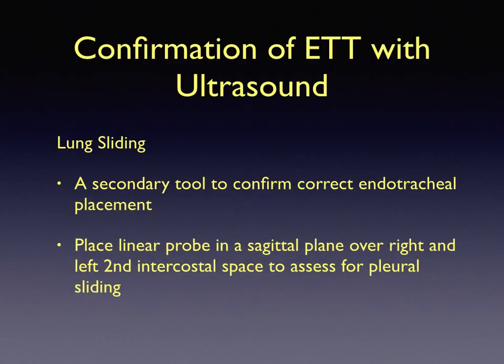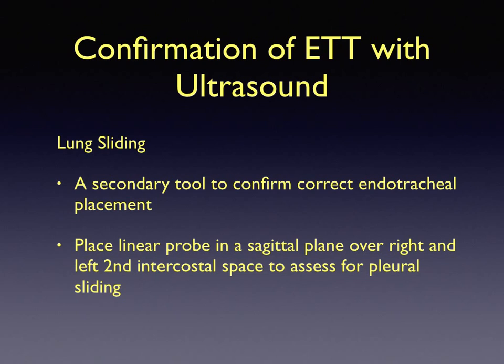Traditional methods used to confirm correct endotracheal tube placement include direct visualization of vocal cords, chest rise, chest and gastric auscultation, and CO2 capnometry. CO2 capnometry is thought to be the most sensitive tool and is currently recommended as the best method of confirming endotracheal tube placement.